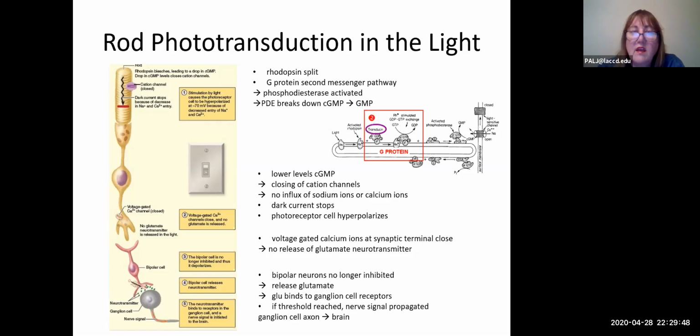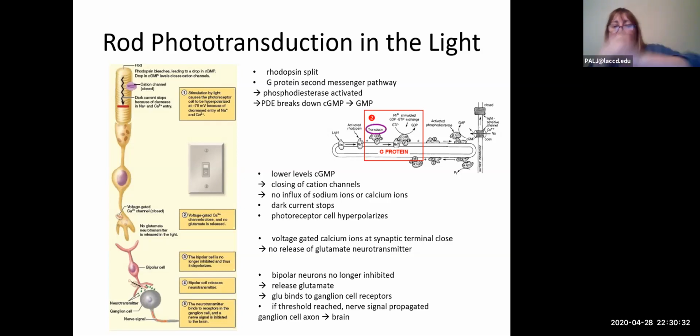Okay. The lower levels of cyclic GMP close those cation channels we talked about. No sodium coming in, no calcium coming in. Everything staying on the other side. No dark current. Okay. So now the photoreceptor is hyperpolarizing. So when it's hyperpolarized, that voltage channel way down by the axon terminal, it's closed. There's nothing coming in. There's no synaptic vesicle releasing any neurotransmitter. So there's no glutamate leaving the rod and cone to activate the bipolar cell. That's not happening. Okay.